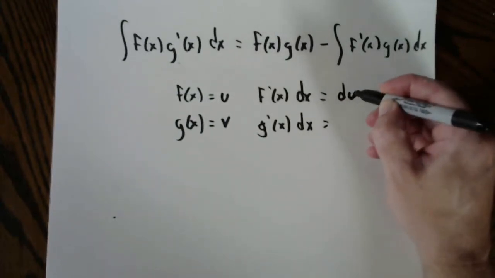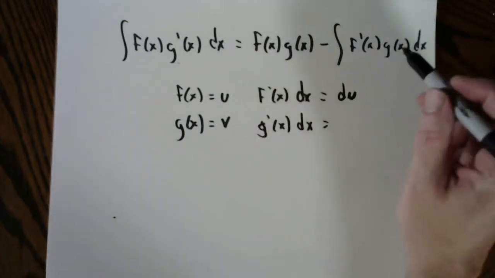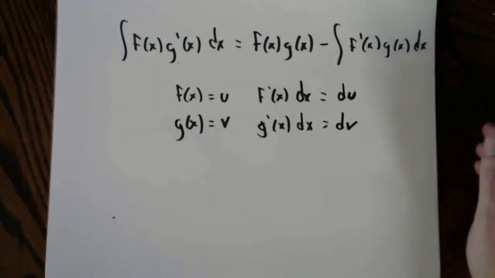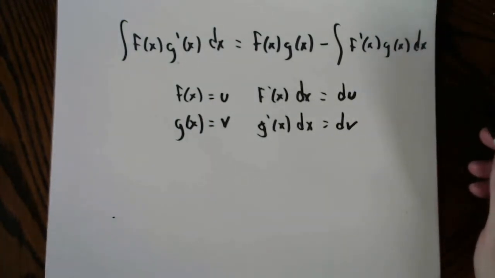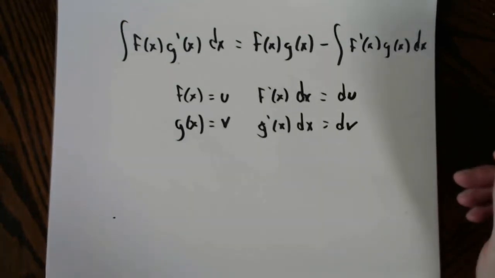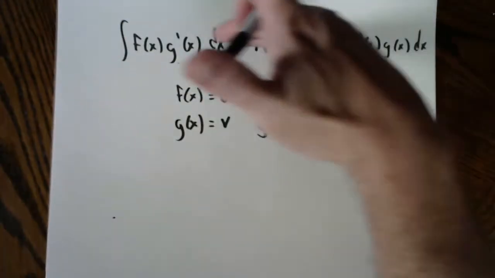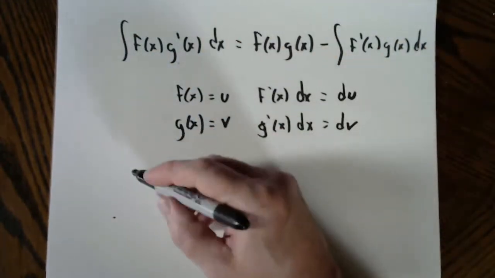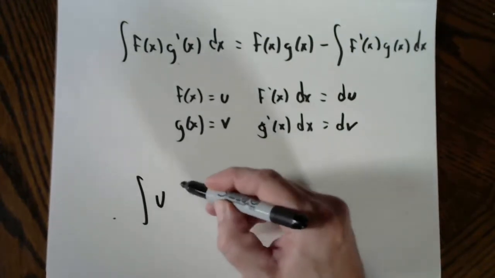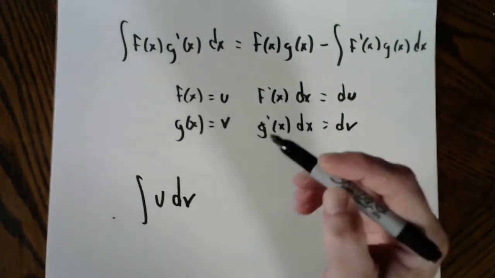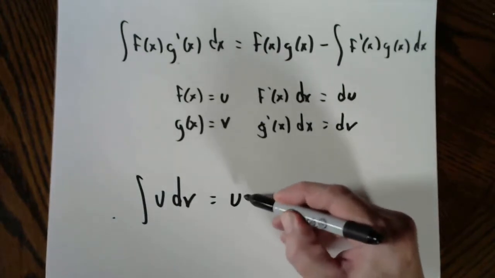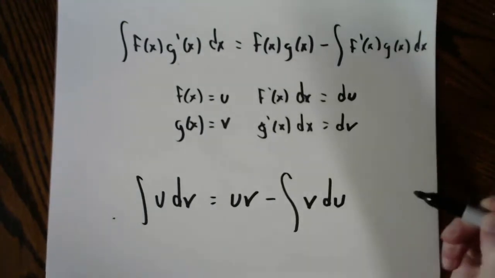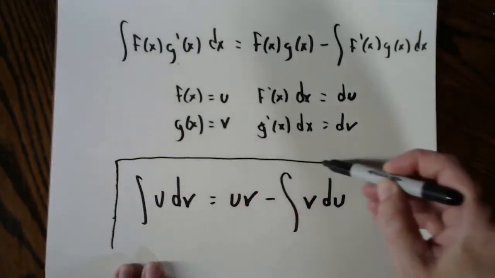Here's another issue. This is going to be a problem with this marker. I'm going to try to make my u's and my v's look as different as possible. Sometimes they look the same. Okay. So I just did this to make this look cleaner. This looks like a mess. So I'm going to change this all out with what you see here. And what I end up with is the integral of u dv equals uv minus the integral of v du. This is the integration by parts formula.